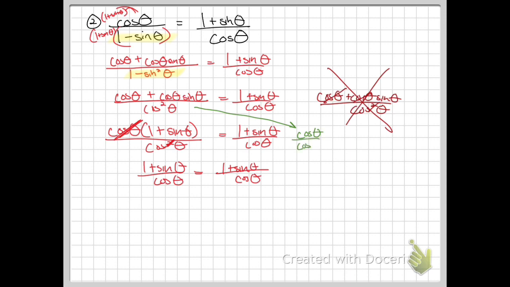Cosine theta over cosine squared theta plus cosine theta sine theta over cosine squared theta. One of them crosses out here, 1 over cosine. One of them crosses out here, plus sine over cosine. Since they're both over the same thing, you would end up getting that one back again, but it did take 2 steps, like 1 extra step than mine.